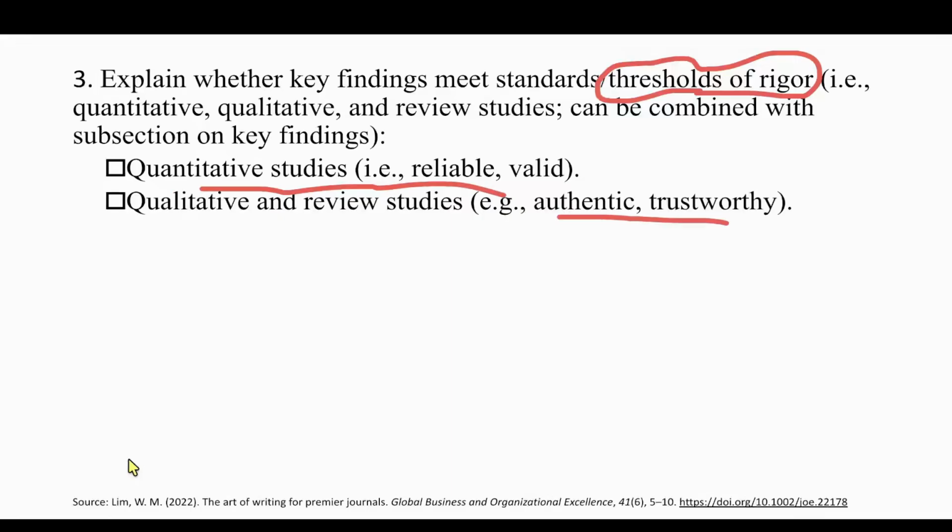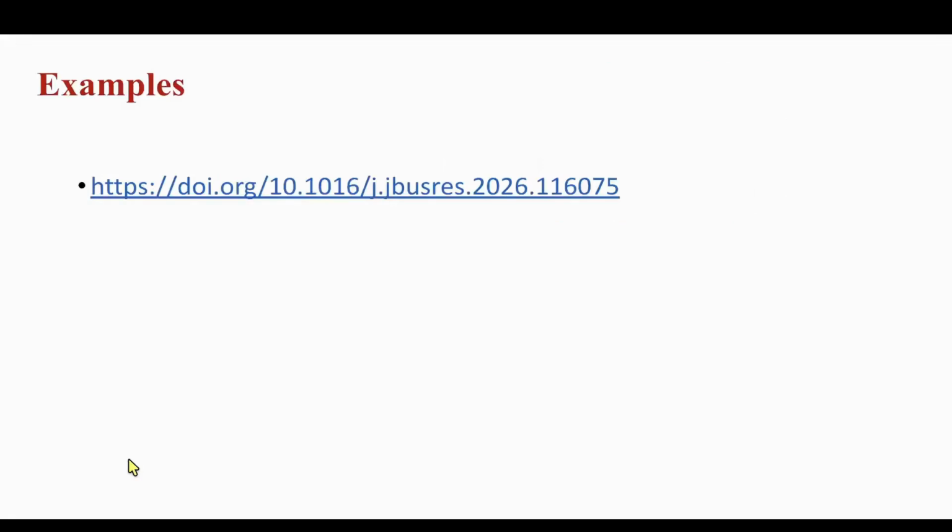If the rigor in the methodology is weak, there are very, very high chances that the paper will be rejected and will not go under review. And even if it goes under review, it will come back. Okay, so let's be mindful of this.